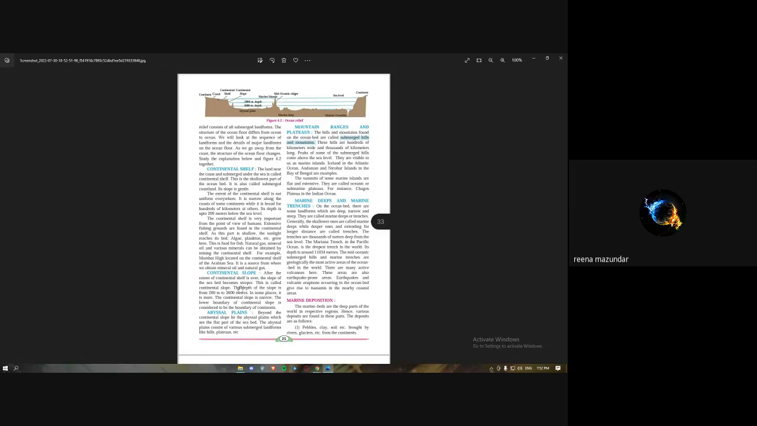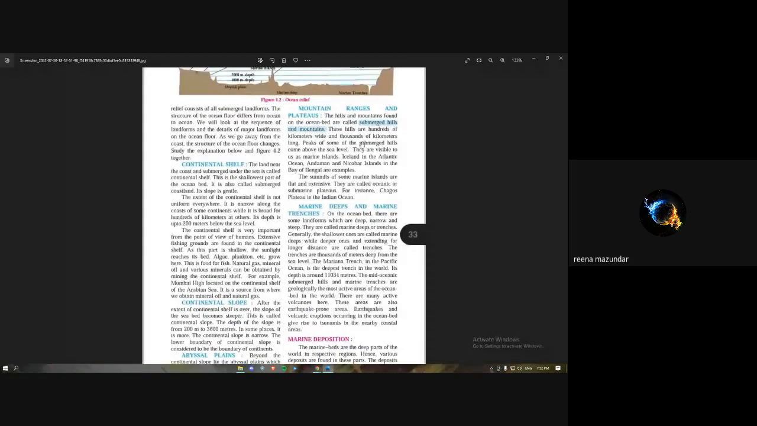So continental shelf, continental slope, abyssal plain, and then the most important part is the marine deep and marine trench. You can see the deepest part. Deep area means a very low part.